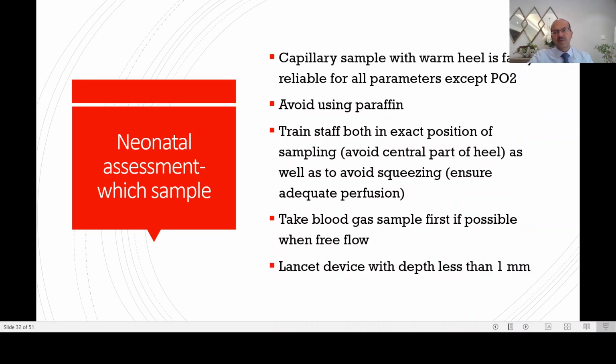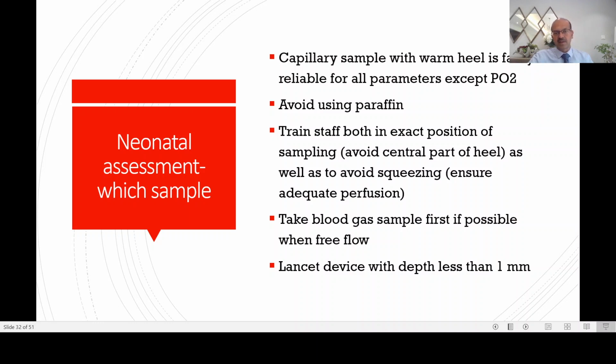A capillary sample with a warm heel is fairly reliable, and in most babies, once you lose the arterial line, that's the only option we have. The warming of the heel should be stressed on, and you shouldn't burn the heel, obviously. Arterialization of the capillary, we call it, and even then the PO2 is not going to be reliable because it will be lower. Avoid using paraffin before you take the gas.